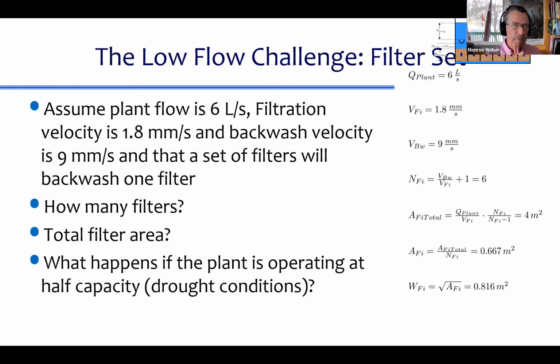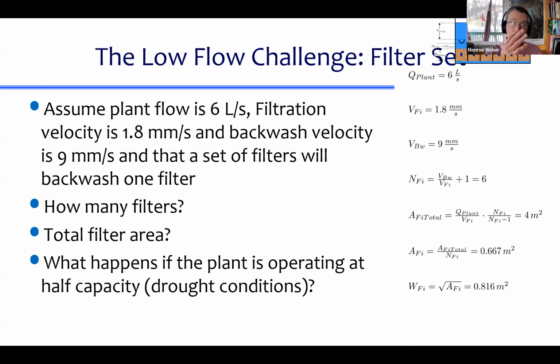And then there's this question, well, what happens if you try to do this for a small community? And I do the math here, but the big concept is I've got 6 filters. And in order to backwash them, I need 5 of those filters to be getting enough water to then backwash the 6th one. And what if I'm in a drought and the water supply for my town is cut by 50%? What happens?